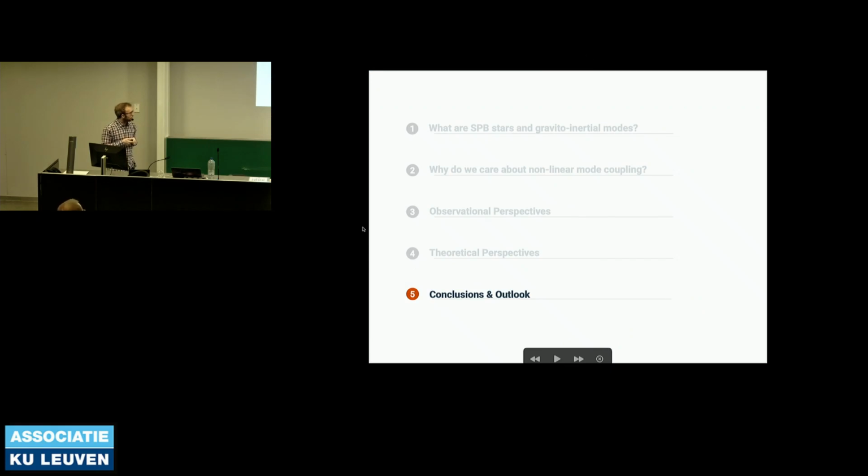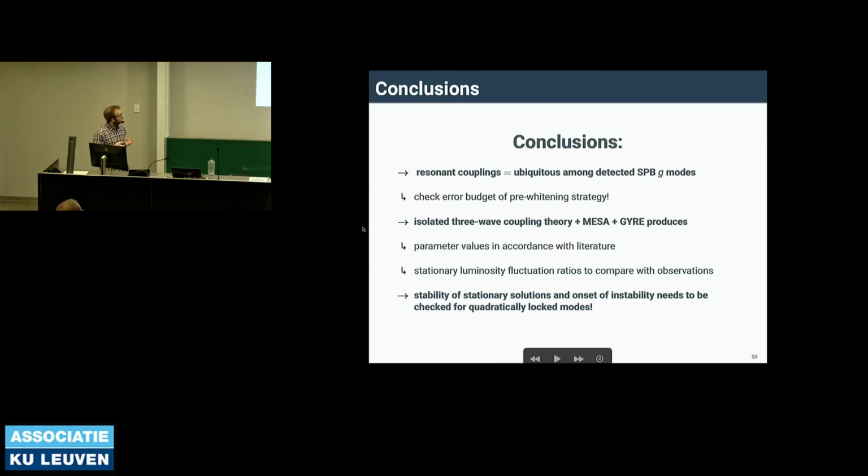Now, what can we conclude from this? According to our observations, these resonant couplings that we detect seem to be ubiquitous among the detected SPB g modes. Yet we need to take into account that we must be certain that our light curve models are inherently consistent with each other if we vary the pre-whitening strategy. So we need to check the error budget of our pre-whitening strategy.